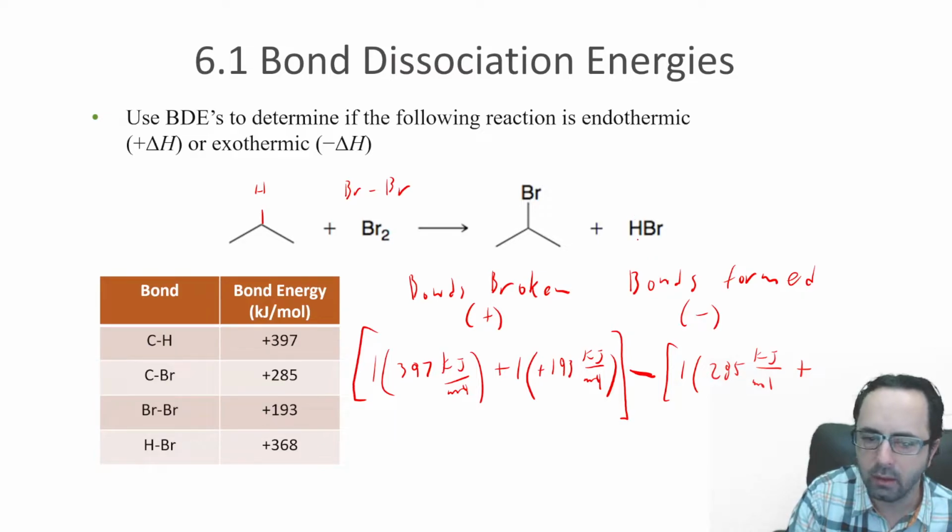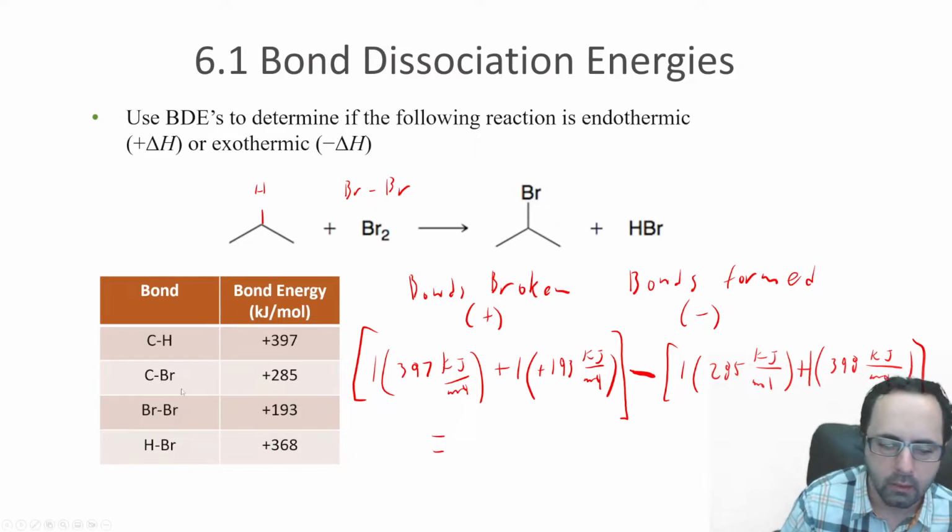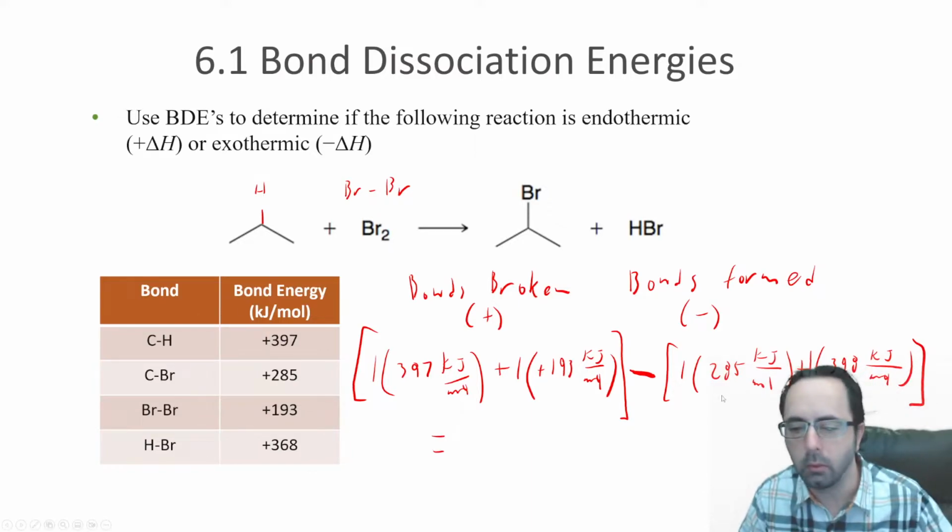And then finally, we form a bond between hydrogen and bromine. That is going to be 1 times 368 kilojoules. And I wrote the positive here just to emphasize. Here, we're going to have to put energy in to break it, and then we have a negative here, meaning energy is going to come out. And so when these bonds form, the energy is released.